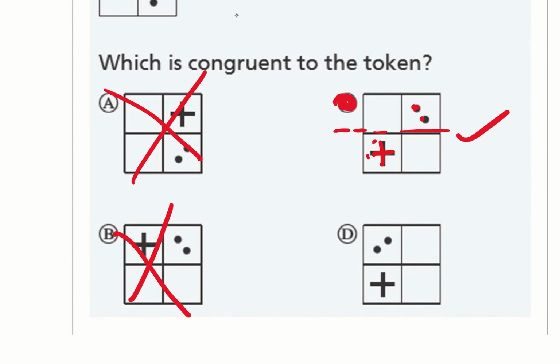Yeah, this is definitely not right. This is kind of similar to this one. So no, this is not correct. All right, so this is what it means to be congruent.